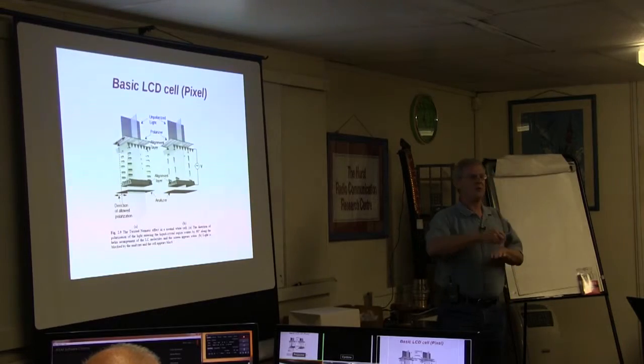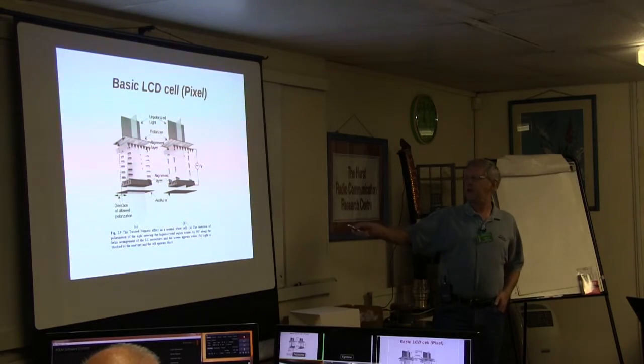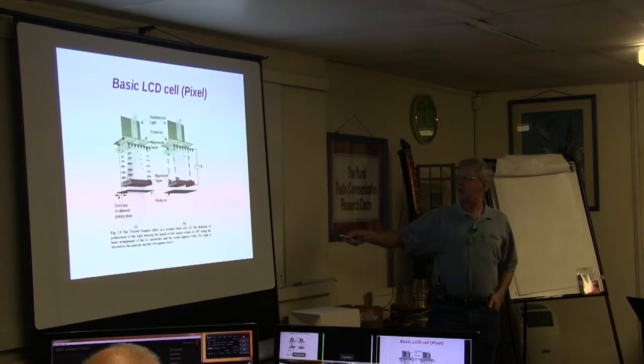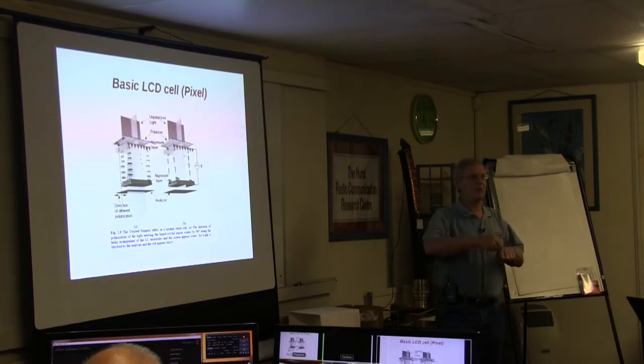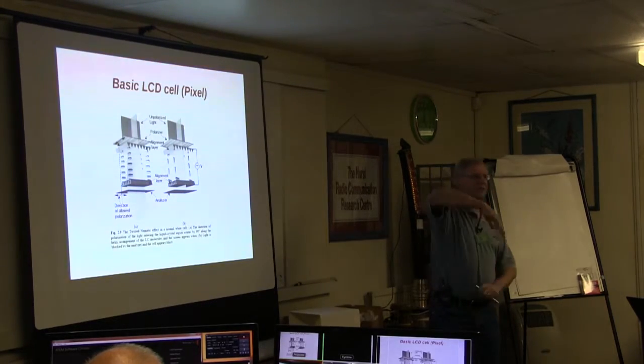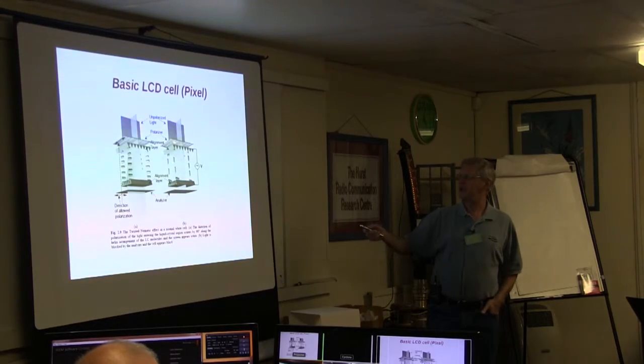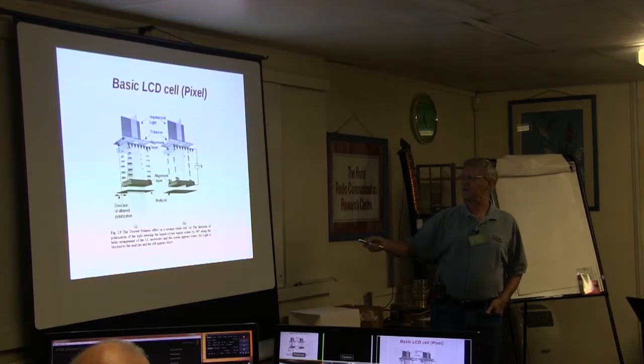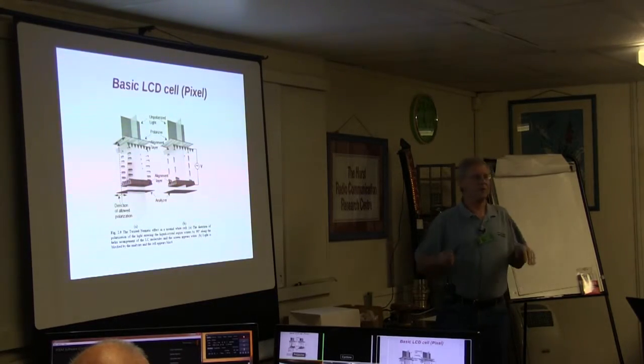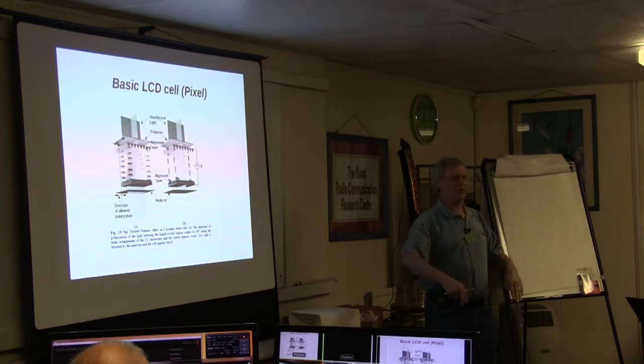If we put a voltage across the cell, it attracts these liquid crystal molecules and aligns them in a different orientation. By changing the orientation, the light doesn't get rotated like it did there, and so it gets blocked. So this is with no voltage across and with a voltage across. So we can change the transmission through the LCD cell.